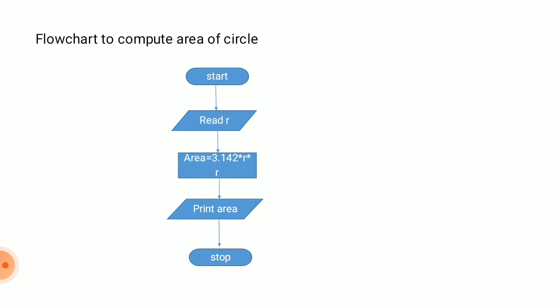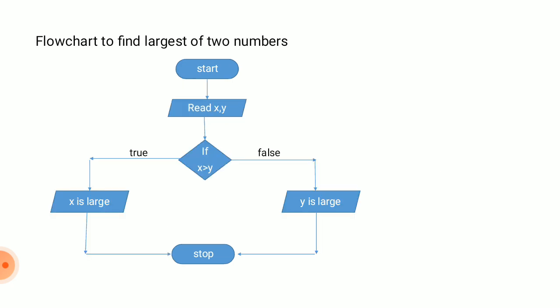So we'll see the next example. In the next example, again a flowchart, to find the largest of two numbers. First what you have to do? Start, then read. What are the input values here? x and y. So read x, y and put it into the parallelogram figure.